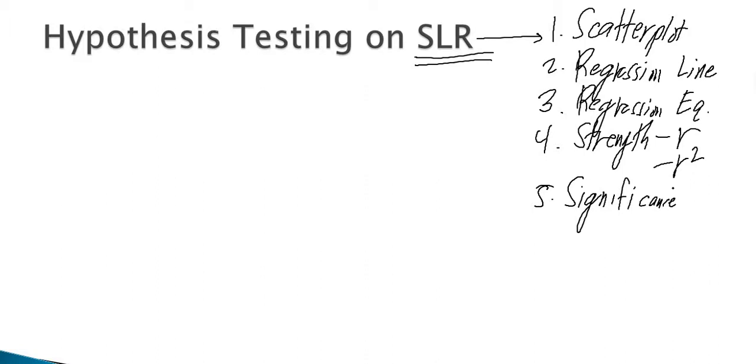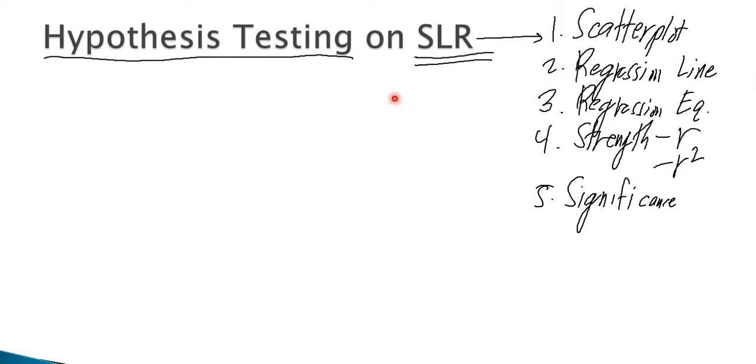Because they might have a strong relationship, we might be able to have a regression line and a regression equation, but actually it's not significant at all, or that relationship is negligible no matter how strong it might be, because that strength might simply be due to the chance that we got it from our sample. So now we will do hypothesis testing on simple linear regression.